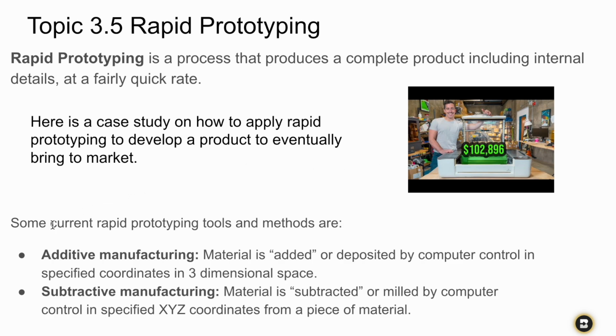So the two methods for rapid prototyping are additive, where material is added or deposited by computer control in specific coordinates in three-dimensional space, or subtractive manufacturing, where a material is subtracted. It's either milled or, again, controlled by computer at specified XYZ coordinates from another piece of material.